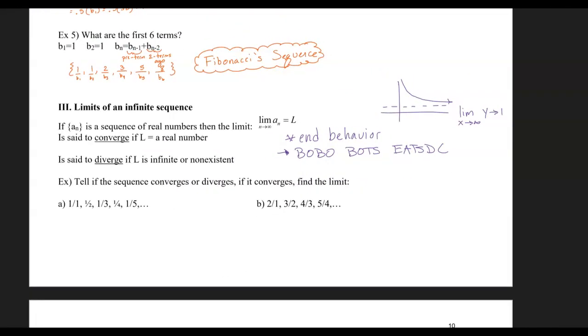When the end behavior, when the limit does approach a constant number, we say that the sequence is converging. When your limit is equal to a real number. When you don't have a limit, or say you're approaching a non-real number, or your end behavior is oscillating, it's not approaching a single number, we say that your sequence is diverging.